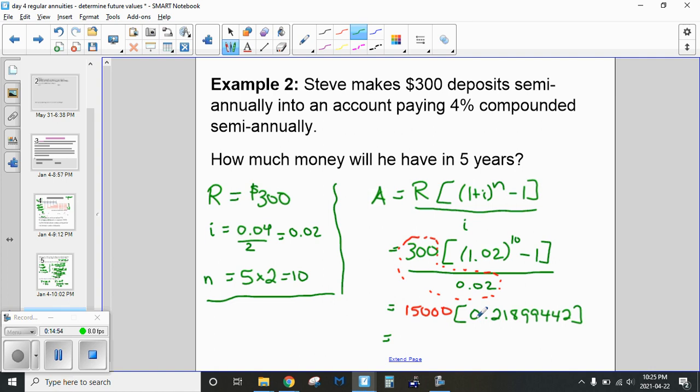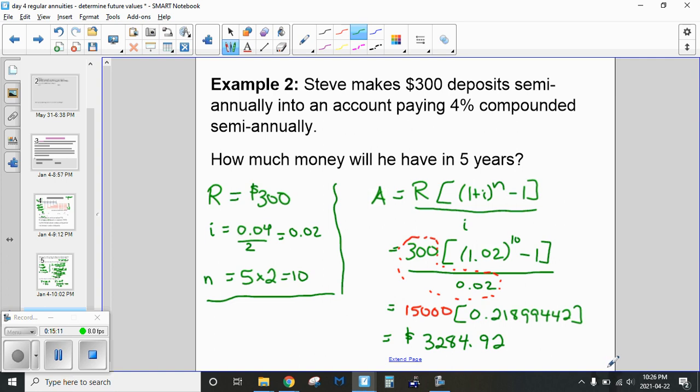And then we're going to multiply those two things together. That decimal is still sitting on my calculator, so I'm just going to multiply by 15,000. And the answer is $3,284.92. So in 5 years, Steve has that much money.